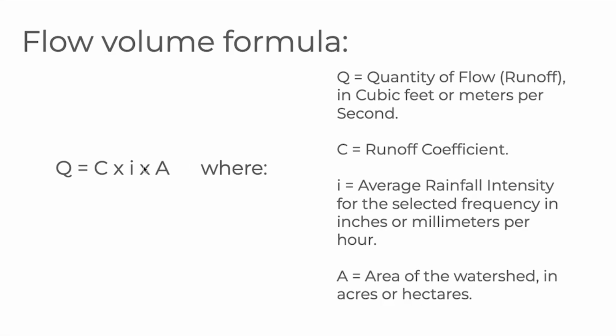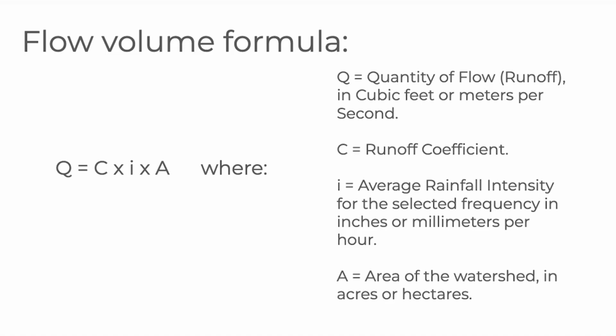So Q equals the quantity of flow in cubic feet or meters per second. C is the runoff coefficient, multiplied by I, the average rainfall intensity for the selected frequency in inches or millimeters per hour, times A, the area of the watershed in acres or hectares. To apply this formula, we already have our runoff coefficient, and we also have the area of the watershed, but we need to determine our intensity of rainfall. So rainfall intensity is the rate of rainfall over a certain period of time.